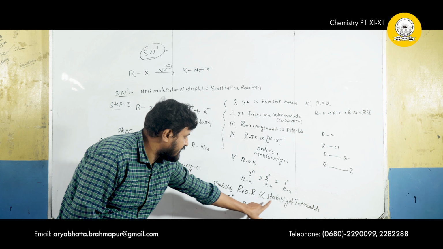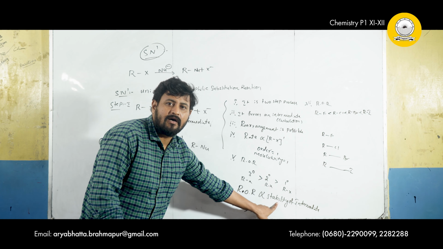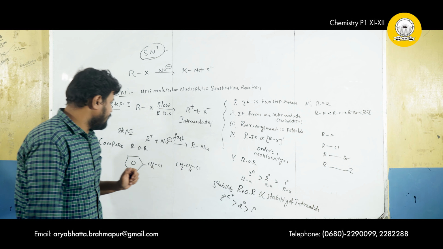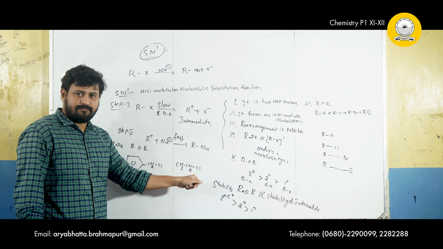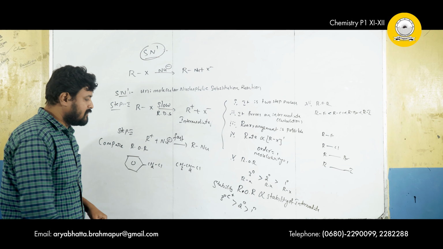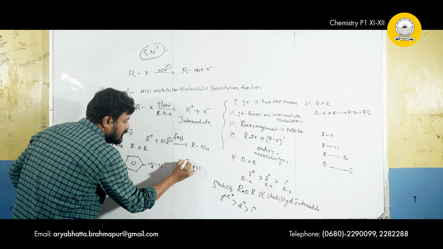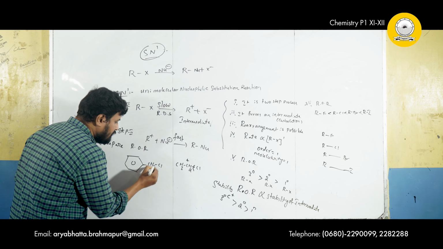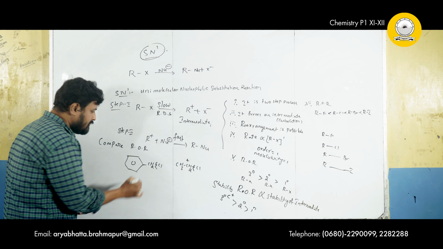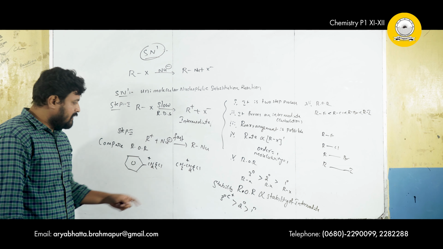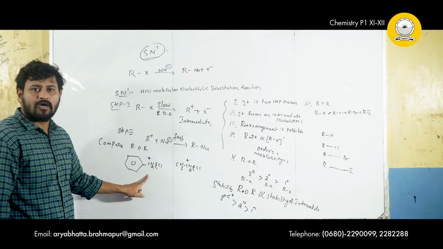Rate of reactivity is directly proportional to the stability of the intermediate. Here, the intermediate means what forms after removal of the halogen. After removal of the halogen, there is the formation of a plus charge. Here this is the carbocation, and this is the carbocation.